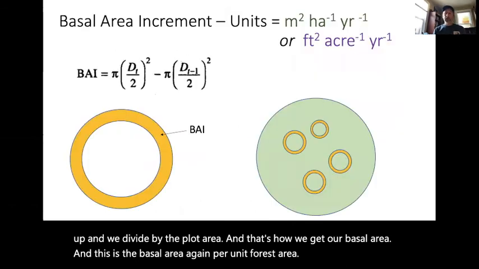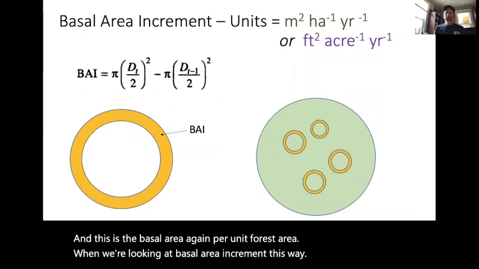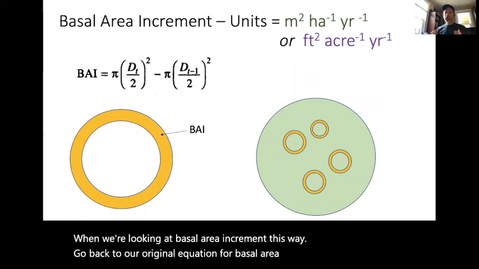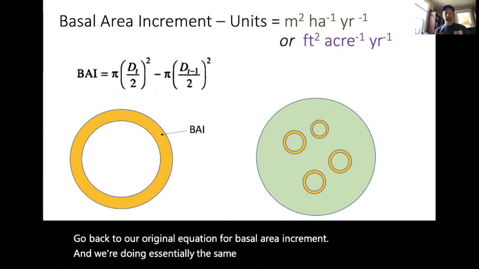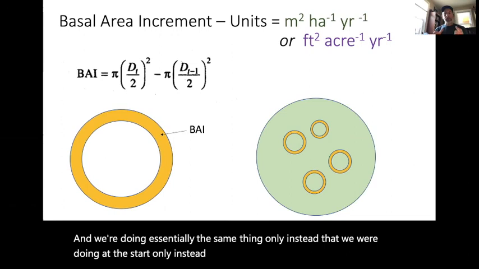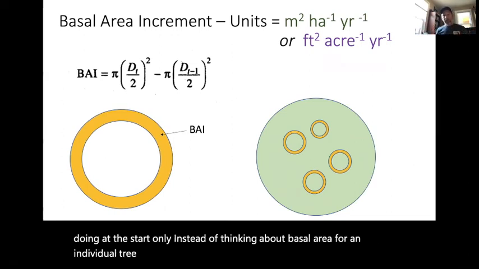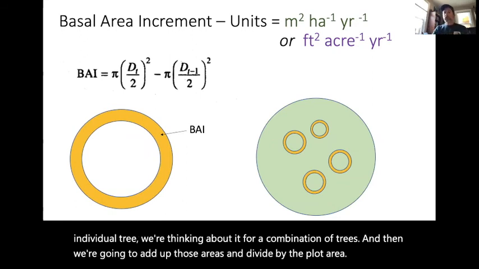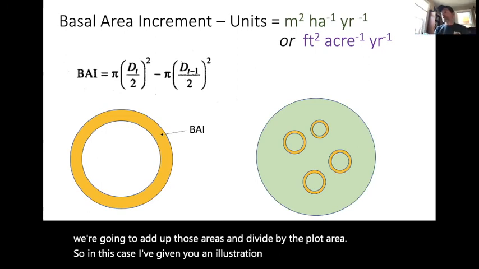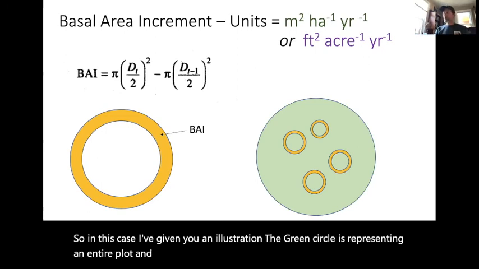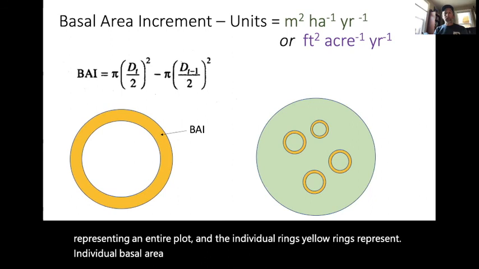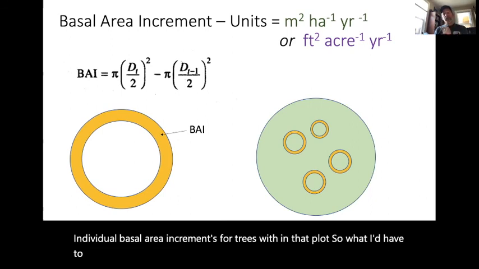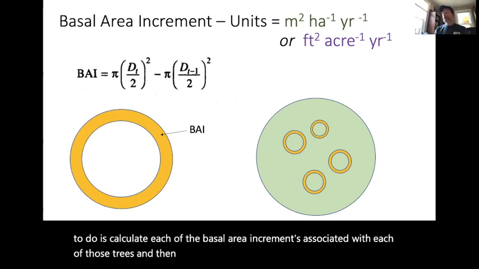When we're looking at basal area increment this way, we go back to our original equation for basal area increment, and we're doing essentially the same thing, only instead of thinking about basal area for an individual tree, we're thinking about it for a combination of trees, and then we're going to add up those areas and divide by the plot area. So in this case, I've given you an illustration. The green circle is representing an entire plot, and the individual yellow rings represent individual basal area increments for trees within that plot. So what I'd have to do is calculate each of the basal area increments associated with each of those trees, and then I would divide by the area of the plot.